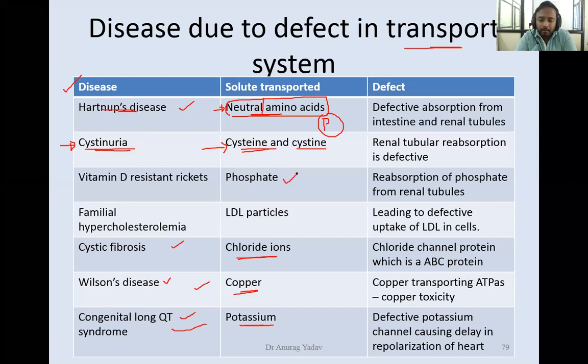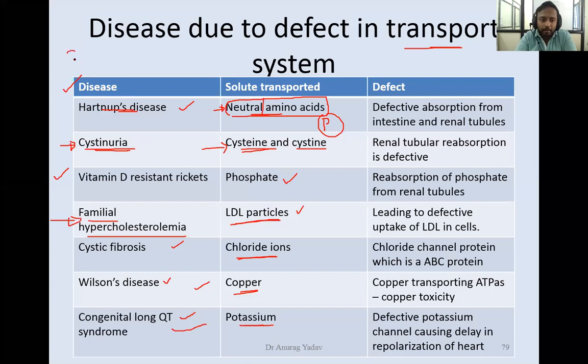Okay, channel with a phosphate defect, then they might end up having rickets, that is called vitamin D resistant rickets. Some cholesterols like LDL cholesterol, if the transport of this component is defective, then again you will have an increase in cholesterol levels which runs in the family. That is familial hypercholesterolemia, which can be due to a defect in this particular channel.